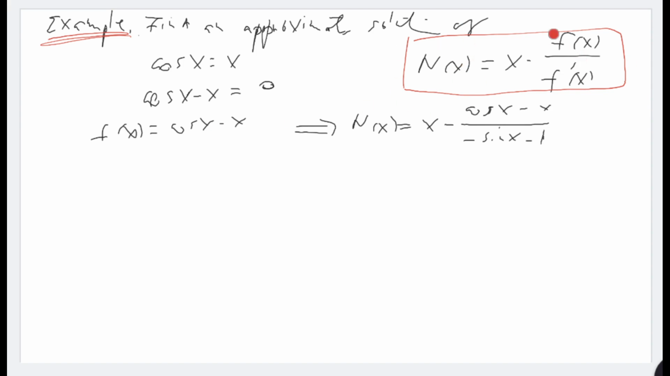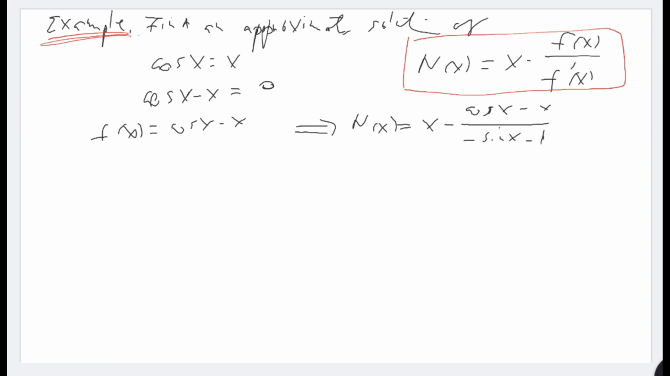Now, remember the formula here, the generator, Newton's function. So for f of x equal to cosine x minus x, this generator function is x minus the function on top, f on top, f prime on the bottom. You just differentiate the f. Make sure the order is correct. F on top, f prime on bottom. In between is subtraction. Okay, so with this, we can start to generate the numbers.